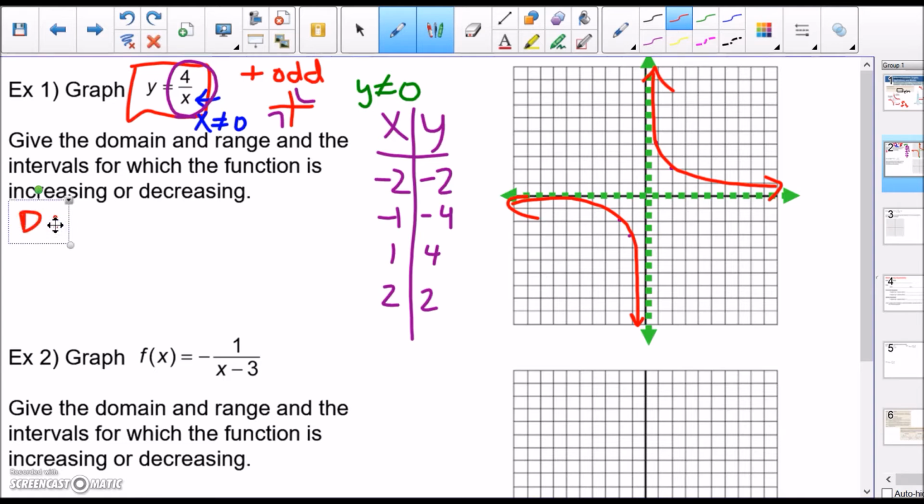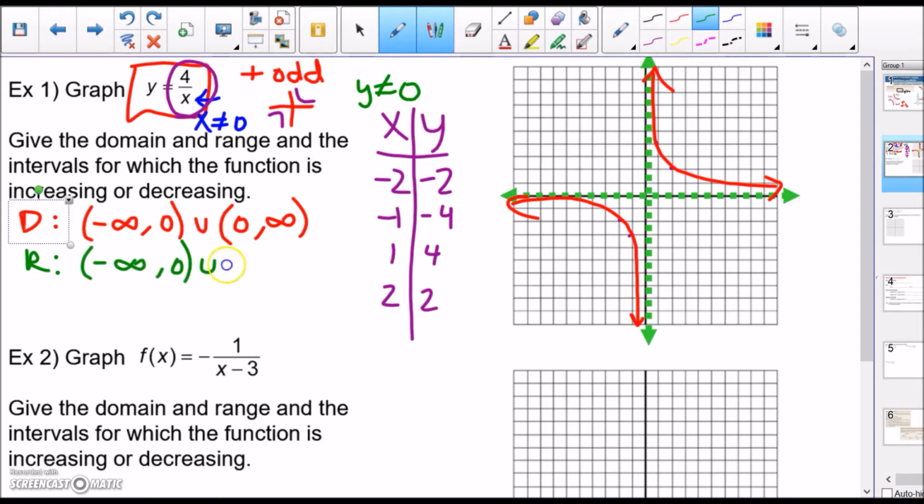Domain, you need to look at your asymptotes, but the domain, remember, you squash it onto the x-axis. Everything's covered except for 0. So the domain is going from -infinity to 0, unioned with 0 to positive infinity. The range, squash it onto the y-axis, and it's the same deal. Everything's covered except for 0. So you might like saying all real numbers except 0.